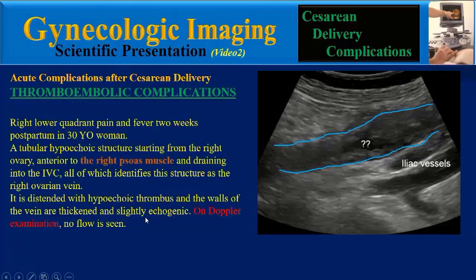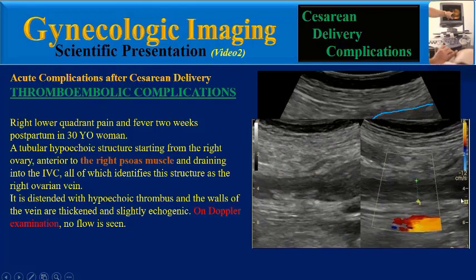This ultrasound image is of a 30-year-old woman with right lower quadrant pain and fever 2 weeks postpartum. A tubular hypoechoic structure starting from the right ovary, anterior to the right psoas muscle, and draining into the IVC identifies this structure as the right ovarian vein. It's distended with hypoechoic thrombus and the walls of the vein are thickened and slightly echogenic. On color Doppler examination, no flow is seen inside this structure.